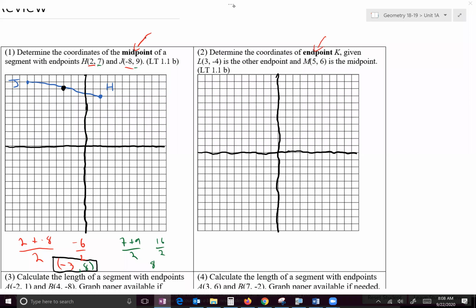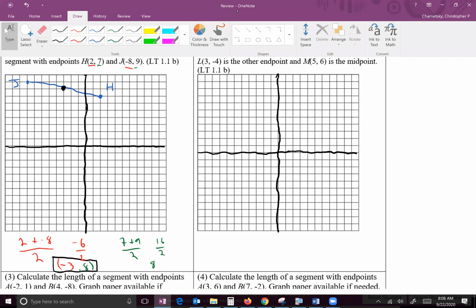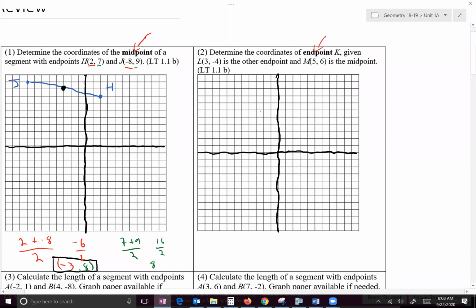So we got 3, -4. So 3, -4. That's L. And then our midpoint, which they'd say is M, is at 5, 6. So 1, 2, 3, 4, 5. Up 1, 2, 3, 4, 5, 6. And that's our midpoint.